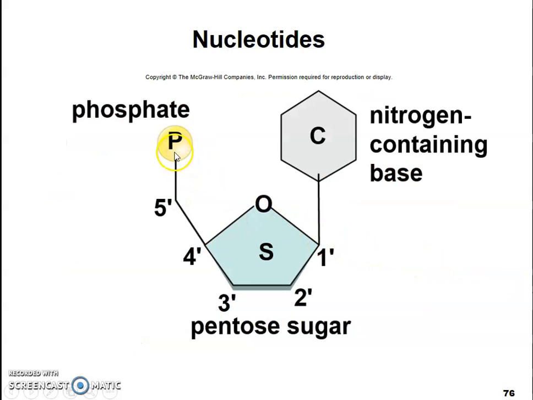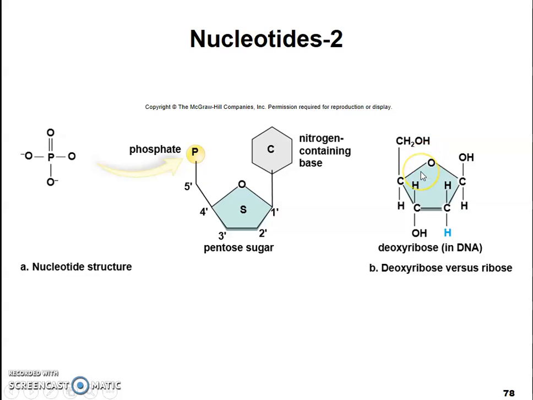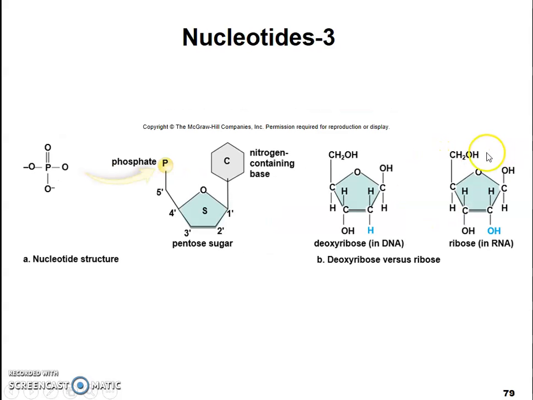Here is a nucleotide. We have our phosphate group. We have our pentose sugar. Remember, that means 5 carbon sugar, so 1, 2, 3, 4, 5. And our nitrogen containing base over here. So those are the 3 parts. All right, the phosphate looks like this. The sugar in deoxyribose looks like this. In RNA, it looks like this. It has 1 less oxygen.